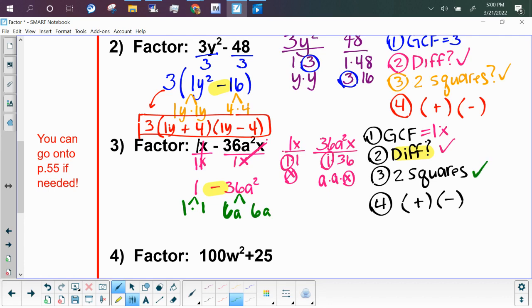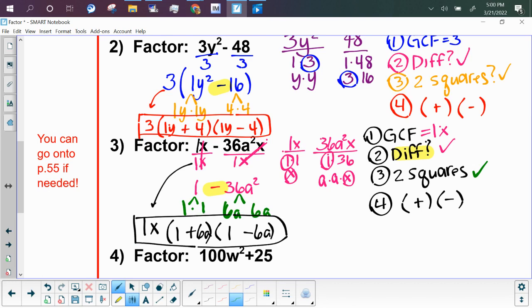And then finally, number 4 is to write my final answer with my plus and my minus. So I end up with 1 and 1 in the front, and 6a and 6a in the back. And don't forget the original GCF, the 1x. I could always, if I want, make this 1 invisible. So it would just be x times the quantity 1 plus 6a times the quantity 1 minus 6a.